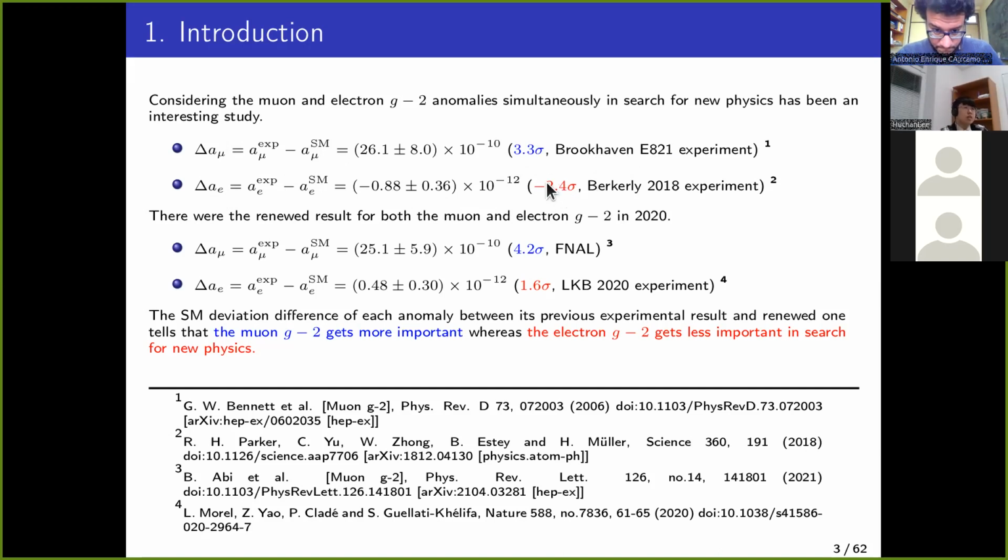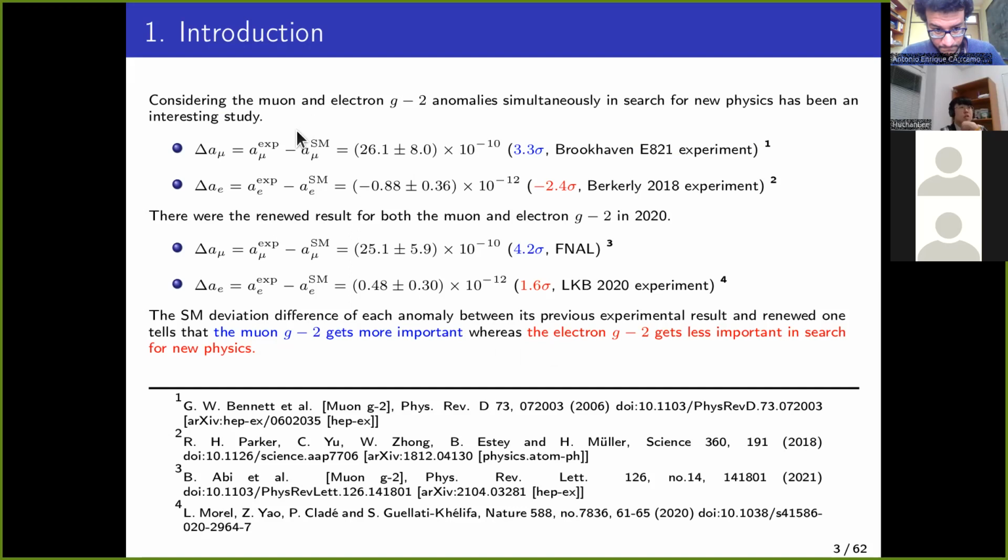But this situation changed dramatically in 2020 because there were renewed results for both anomalies. In 2020, by Fermilab, we got the renewed muon g-2 result with 4.2 sigma standard model deviation, whereas the electron g-2 gets less important because its standard model deviation was reduced to 1.6 sigma. So what this tells us is that, comparing the previous experimental result and the renewed one, the muon g-2 gets more important, whereas the electron g-2 gets less important in the search for new physics.